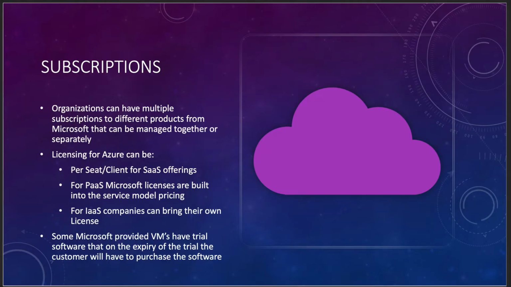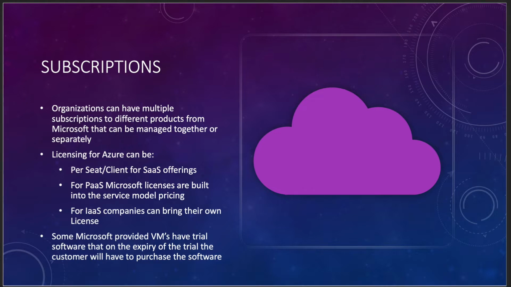Organizations can have multiple subscriptions to different products. They don't even have to be completely Microsoft products. You can have Oracle subscriptions and other things that go along with that inside of your Azure. But again, if you have something like Oracle, you're paying for it. Licensing in Azure can be per seat or per client for those software as a service offerings. What's interesting is that for platform as a service, Microsoft has built all the licensing into the service model pricing, so you don't have to buy a separate license for that.